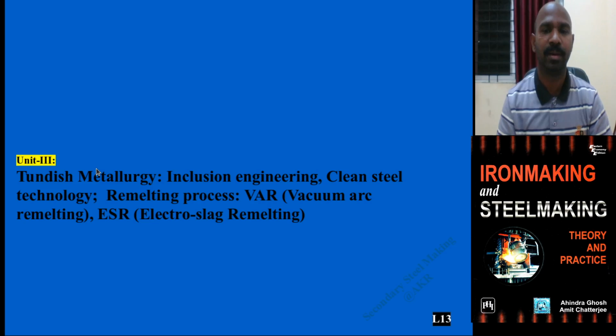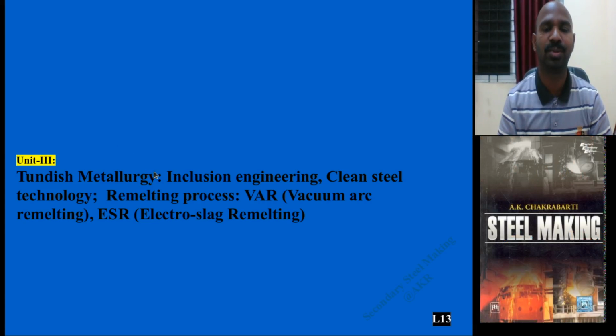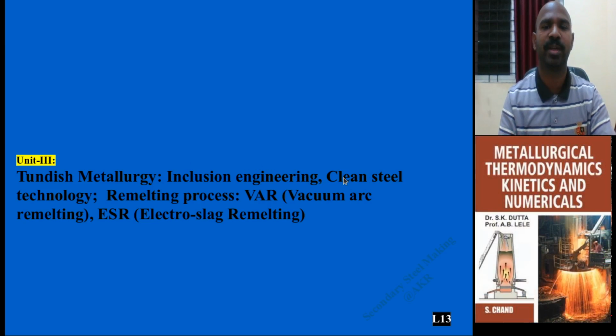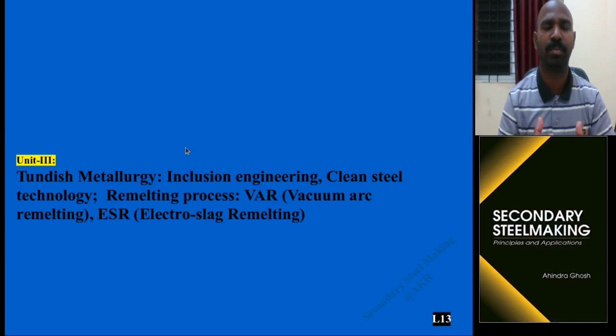After primary steel making, as a part of secondary steel making, before continuous casting, we use the tundish. In the tundish, it is made possible to produce clean and quality steel. The other part covers the remelting process. Remelting either steel scrap or an electrode to produce steel is nothing but a refining process.